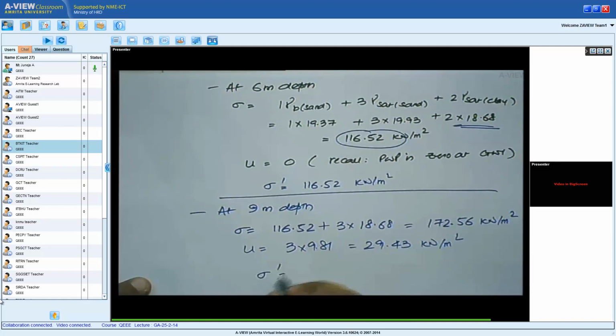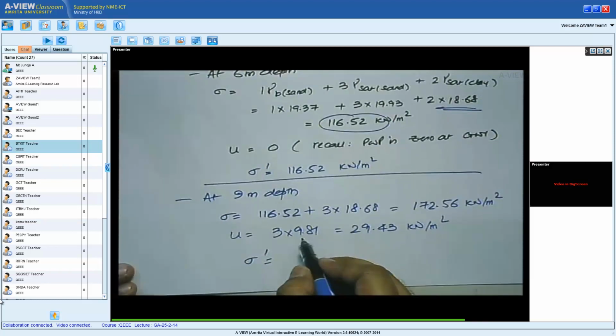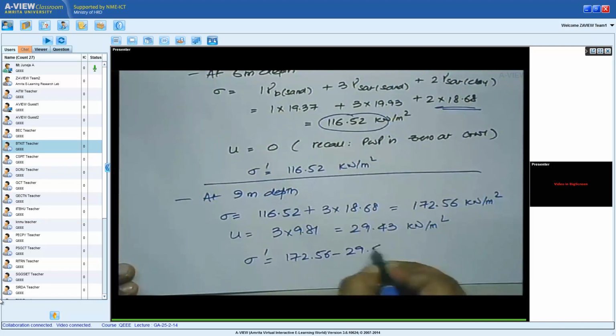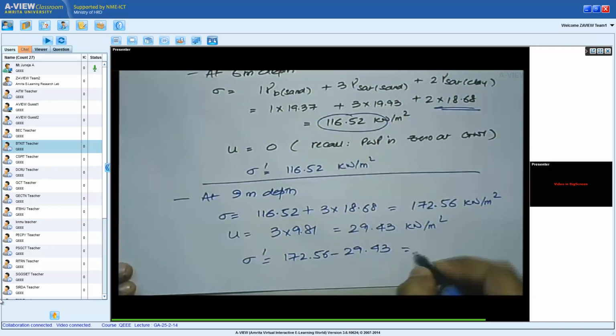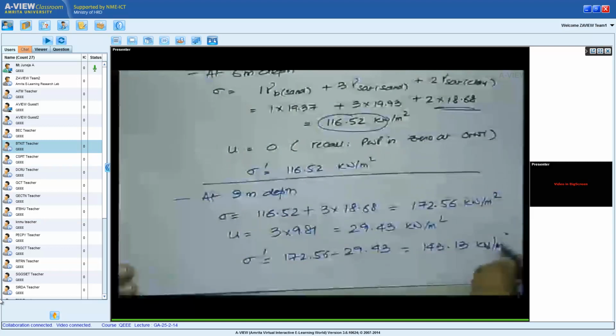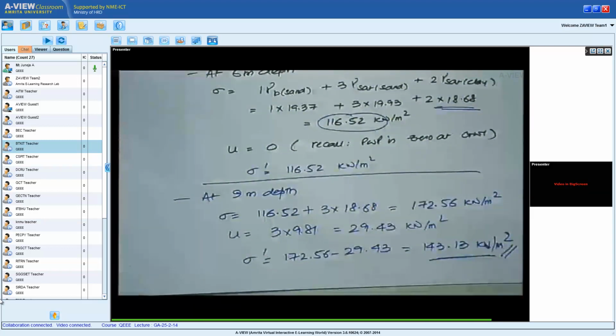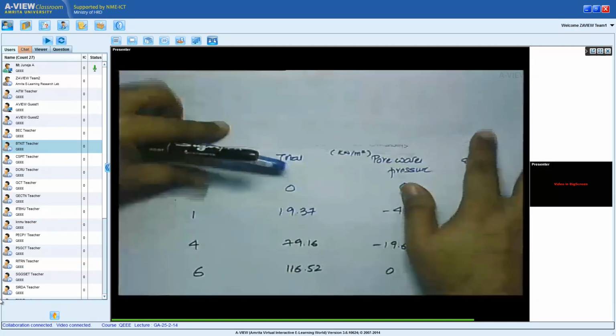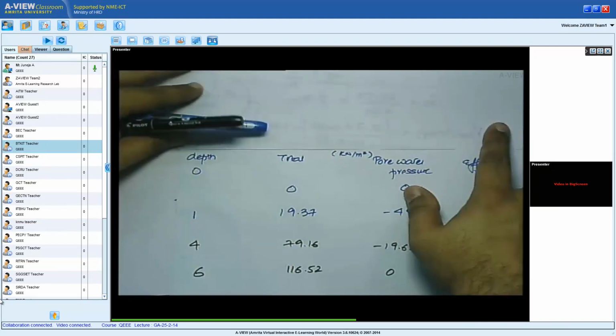Therefore, the effective stress equals total stress minus the pore water pressure, equals 172.56 minus 29.43. Okay, this should give you 143.13 kilonewton per meter square or kilopascal. Okay, if I try to write this again on my sheet, okay, this time I'll go back to my blue pen.